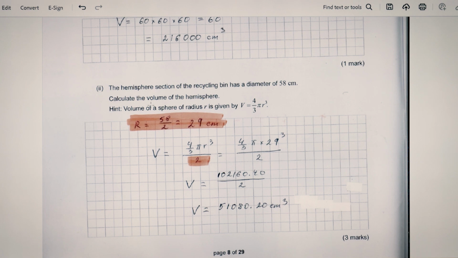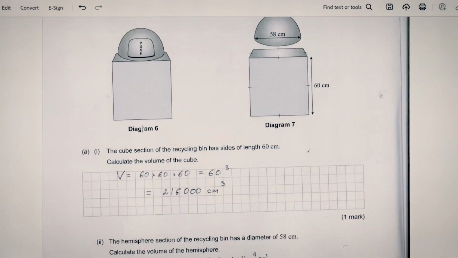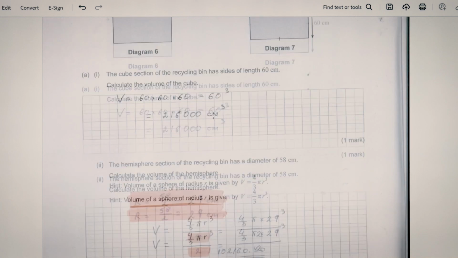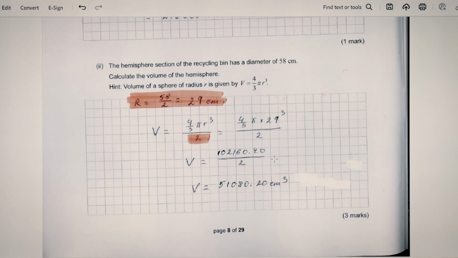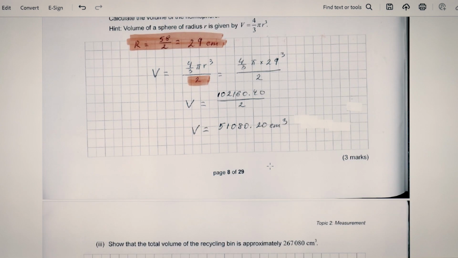So for the first mark, we were looking that they recognize the radius. In the diagram, a diameter is given, 58 centimeters. So the first mark is where they recognize it. The second mark was given that it's a hemisphere, we need to divide it by 2. And the third mark is just for the answer or right substitution. Okay, so this is how our 3 marks are allocated.